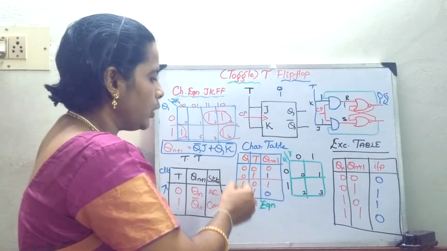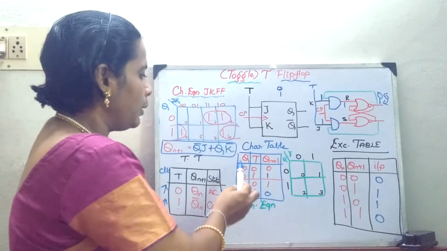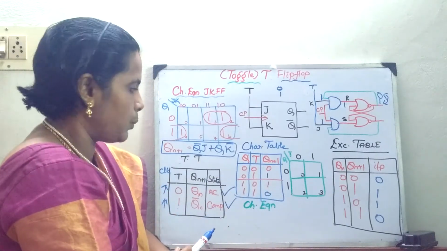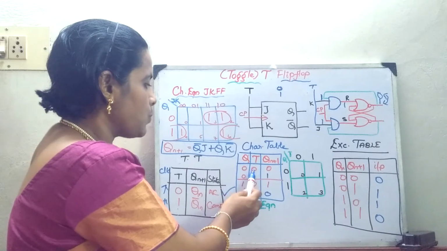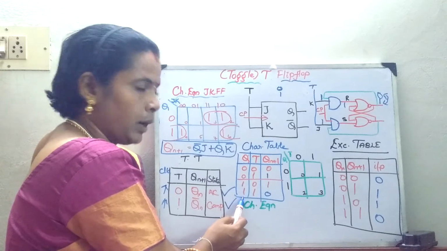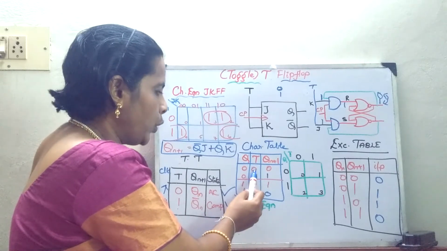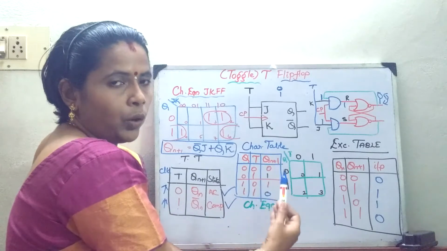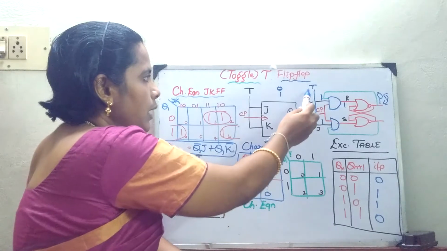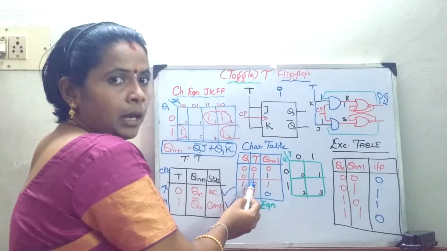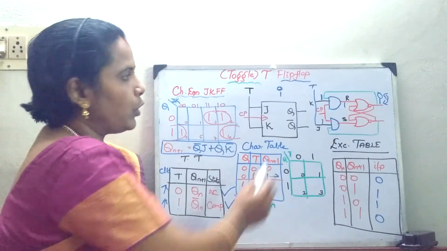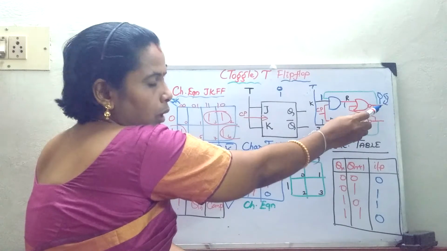Now we will move on to the characteristic table. What is a characteristic table? Given the present state and the input, if you compute the next state, that is your characteristic table. So, now you just write the conditions, that is my input is 0, 1, 0, 1. The present state can be 0, 0 or it can be 1, 1. When my input is 0, there is no effect on the output. So, whatever your previous state is, that gets retained. But when my input is 1, depending upon my present state, my next state toggles. That is what we have seen. 0 means it changes to 1, 1 means it changes to 0.